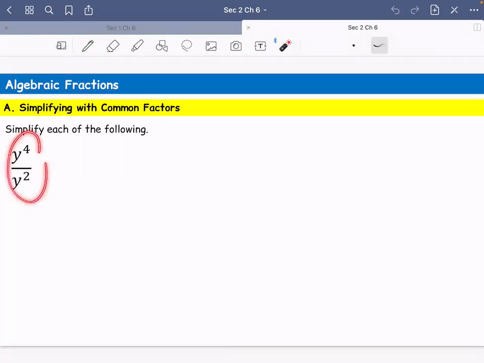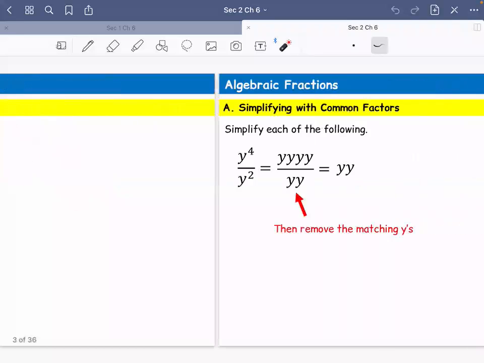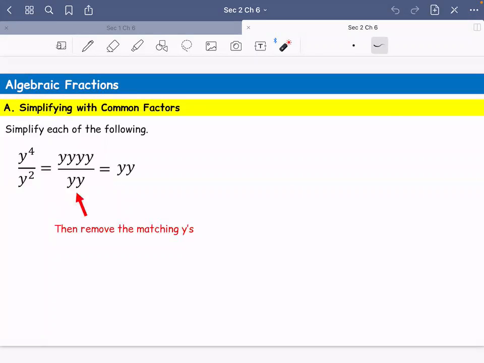How do we simplify y raised to 4, or y to the fourth power, divided by y squared? How do we simplify this? This is basically writing y 4 times over y and y. That's why a wise man said before, you need to cancel similar items. So what's left? You have y and y there, right? So just remove the matching y.